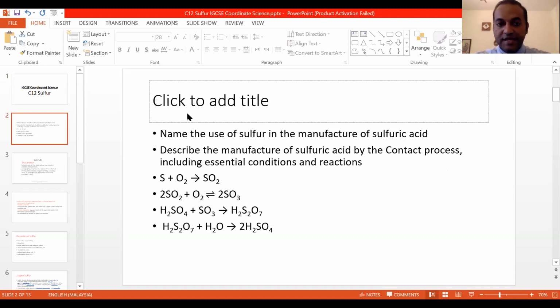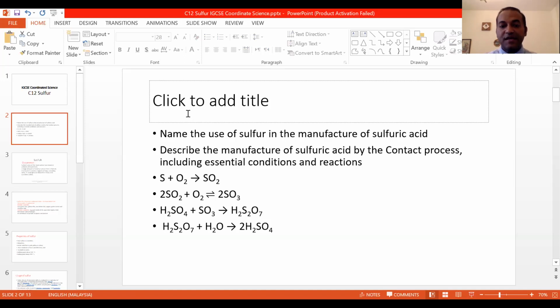Now, for this chapter, we are looking at two things. First, we are going to understand the use of sulfur in the manufacturing of sulfuric acid and what are other usages of sulfur. Second, we want to spend a bit of detail on the contact process. So sulfuric acid is manufactured through the contact process. So remember, chapter 12 is talking about sulfur, and we are going to focus a little bit on the usage of sulfur, but mainly on the contact process, how to produce sulfuric acid.